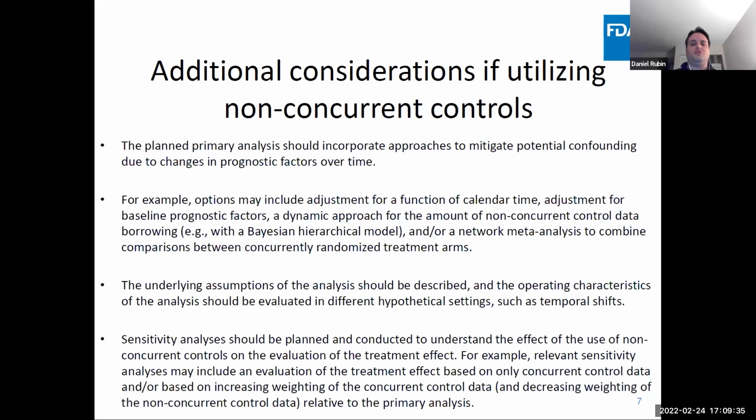And finally, we do think that this is an appropriate setting for sensitivity analysis, particularly the sensitivity analysis that restricts to the unbiased but possibly noisy, fully randomized comparison. Thank you. I'll stop here.